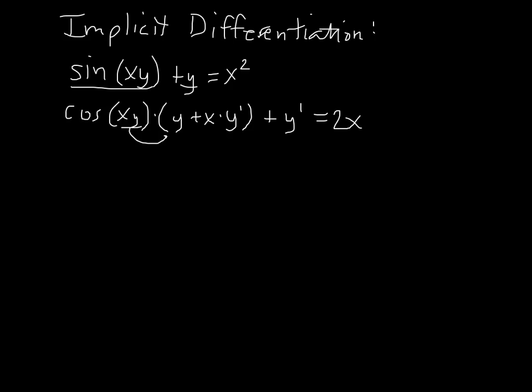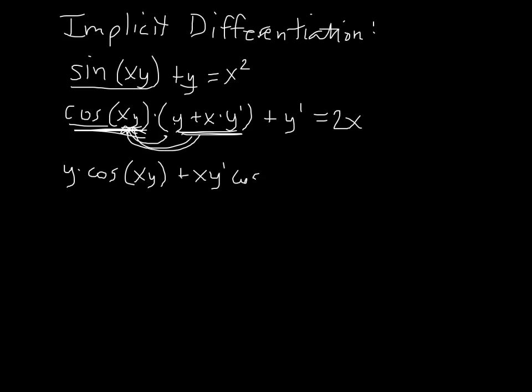As far as calculus goes, now it's all about algebra and what we're allowed to do algebraically. I cannot take anything here and combine it inside here, folks. This xy is part of the function cosine, and therefore cannot be taken and put inside here. So what I would do is distribute this cosine here to y and xy prime, and it would be y times cosine xy plus xy prime cosine xy. And I apologize, my stylus here is sticking to the iPad. Plus y prime equals 2x.